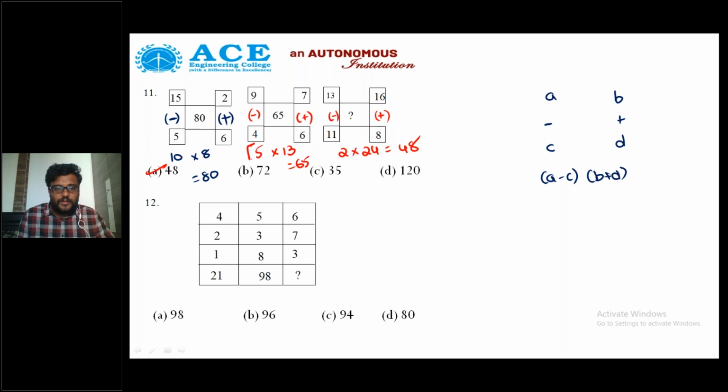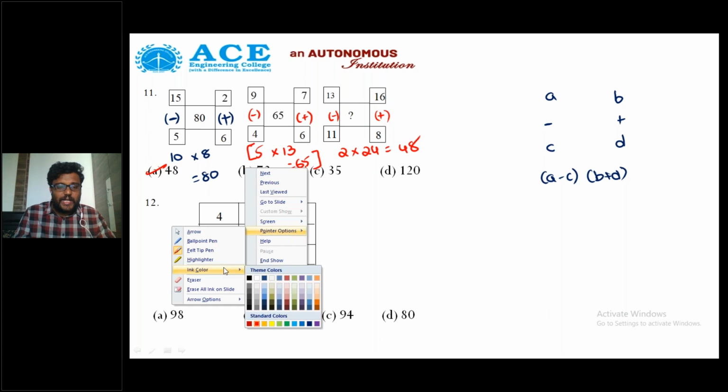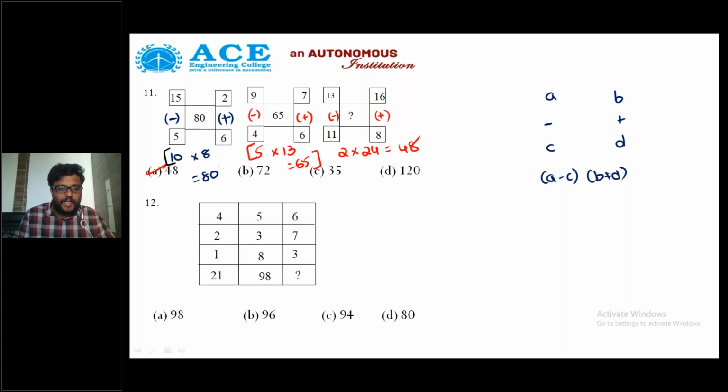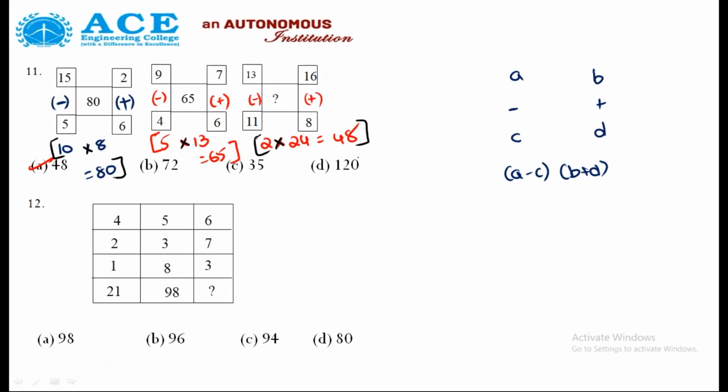Think about this logic. Okay. So first column you have to subtract, second column you have to add, and then multiply those. Got it? So this is what 2 into 24, which is nothing but 48. Whereas next one, more numbers in vertical. So the logic will be in vertical mode.